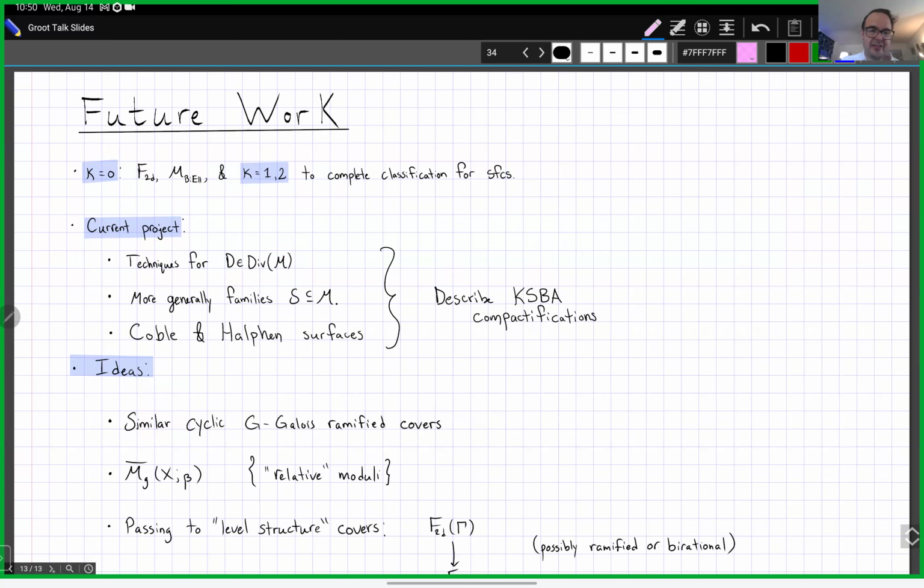And so you might hope that you can intersect the boundary data for the divisor with the entire space, or somehow restrict the boundary data for the entire space down to the divisor to describe a compactification for that smaller space. More generally, I'd like to work on just families inside of a moduli space, so higher codimension. And my current project studies Coble surfaces, which are a divisor in the Enriques surfaces. And I'm starting to look at something called Halphen surfaces, which are examples of elliptic fibrations. And the goal would be to describe KSBA compactifications for all of these.